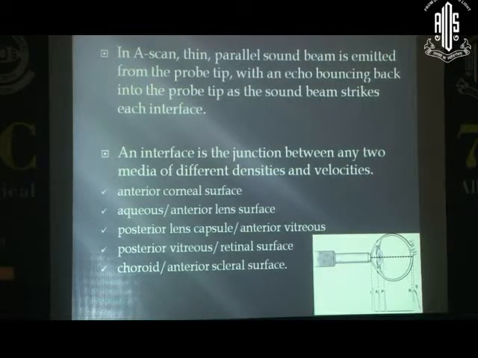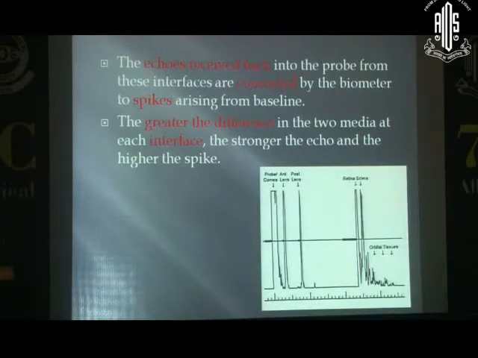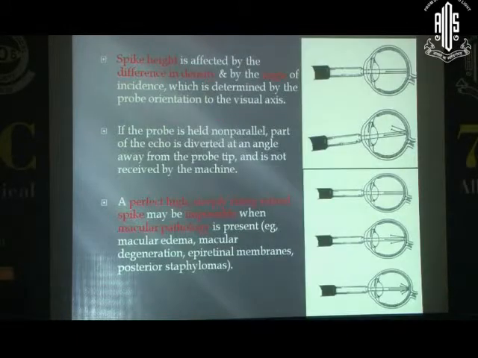There are multiple interfaces in all ultrasonographic machines, and the eye is no different. You have interfaces where the refractive index of a medium changes, and that is what is going to be useful to define the accuracy of machines. The echoes are reverberated back and are converted into spikes from the baseline. The greater the difference in the refractive index, the higher will be the spike at the interface of each medium.